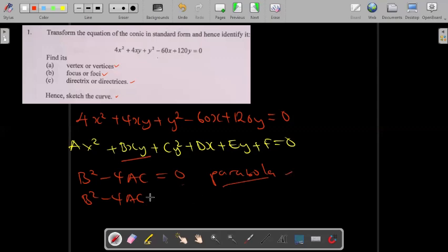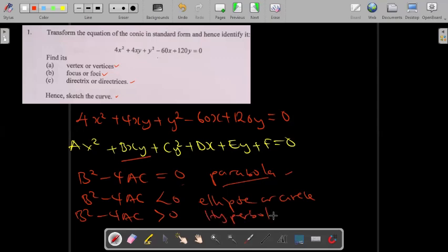Then if we plug in these b, a, and c, and find that this is less than 0, then we know we are going to get either an ellipse or a circle. Then if b squared minus 4ac is greater than 0, this gives us a hyperbola or intersecting lines. And you know, intersecting lines are just degenerate hyperbolas.